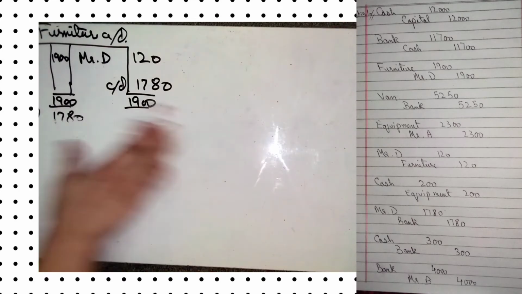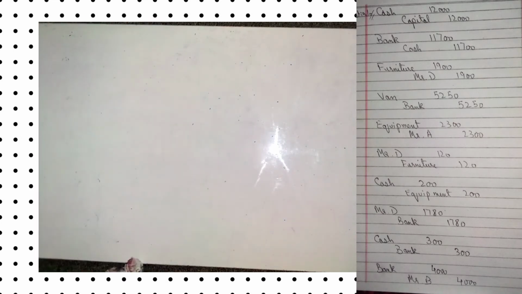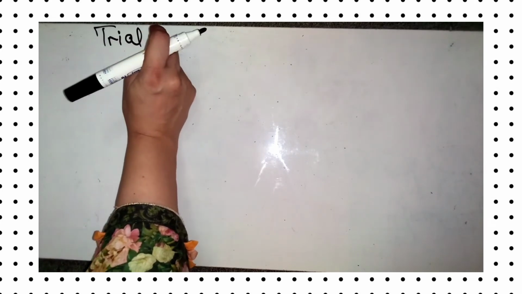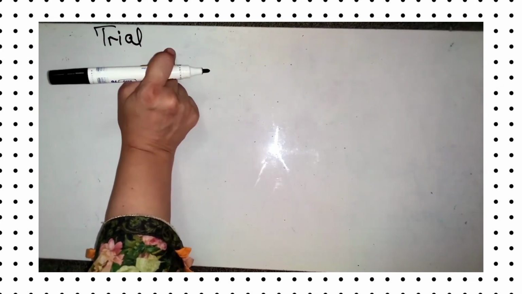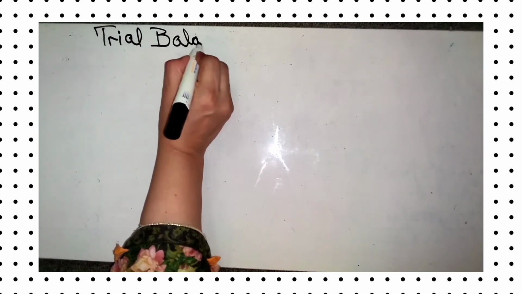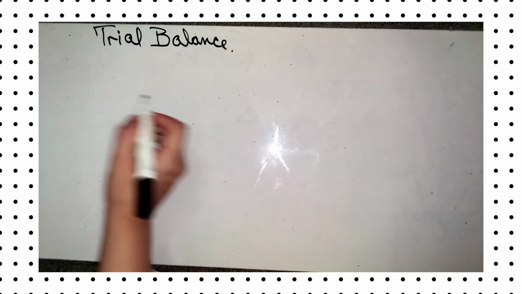Now, listen to me carefully. Now we will write down the trial balance. Why are we going to make the trial balance? Because we want to check the accuracy of the double entry, and we want to identify the errors. That is the reason behind making the trial balance.